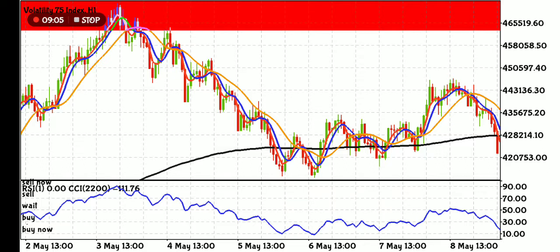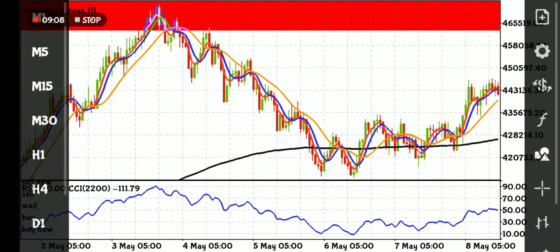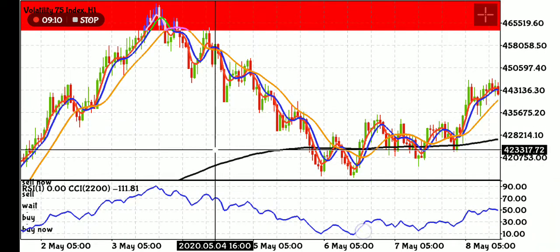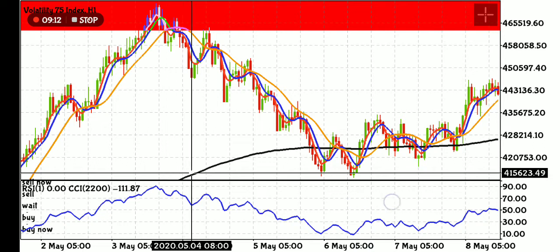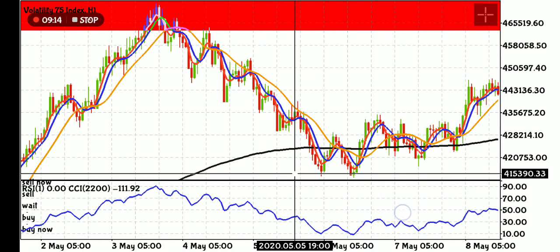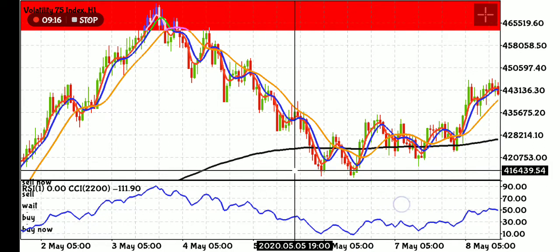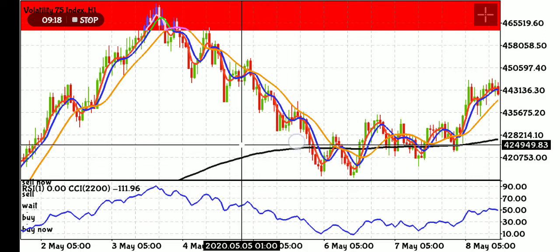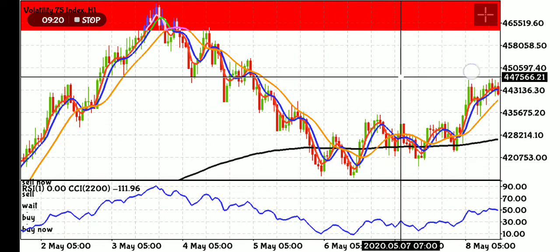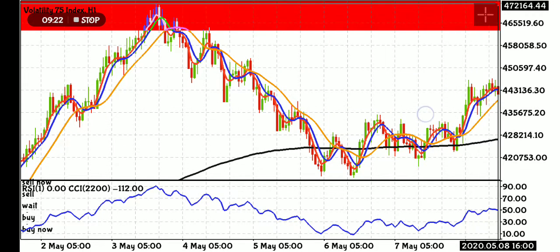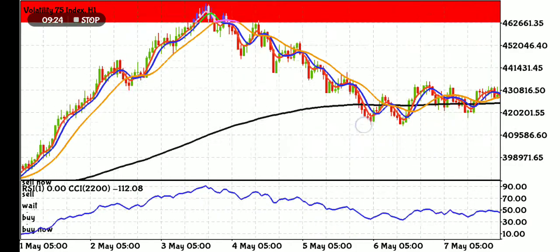You can see the double bottom here. There was a double bottom right here, so it came to retest the 200 EMA because it was still in a buy trend before it continued up. So let's see one more.